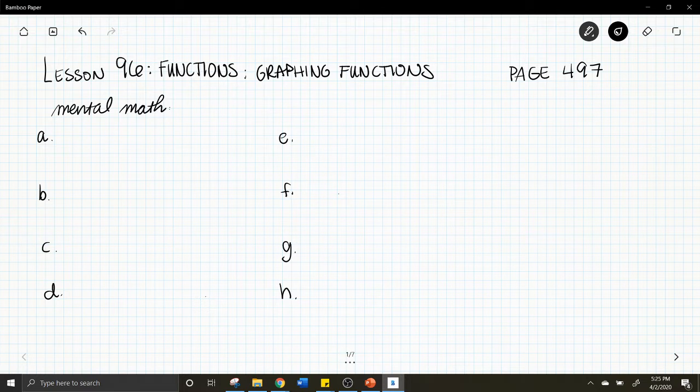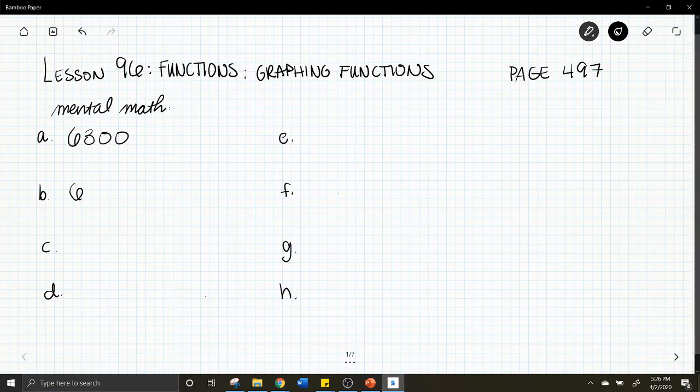All right, we're just going to jump right in with the mental math on page 497. Remember to pause the video when you need to. So letter A on page 497 is 70 times 90. What is 70 times 90? Answer: 6,300. Good job on that. Letter B, 364 plus 250.